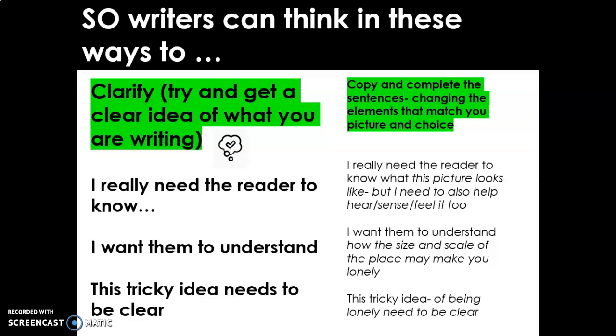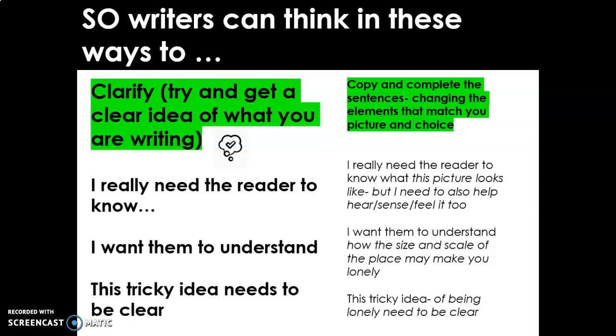Okay, so I really need the reader to know what this picture looks like, but I need to also help the reader to hear, sense, and feel it too. So where I've got the bits in italics, you're just going to change that to suit your picture. So I really need the reader to know this picture is a small house surrounded by a wheat field with a dark sky. But I also need to help them hear, sense, or feel it too. So what sound? But I also need them to hear the sound of the wind. Actually, I might need them to experience a sense of silence. So I just complete those statements.